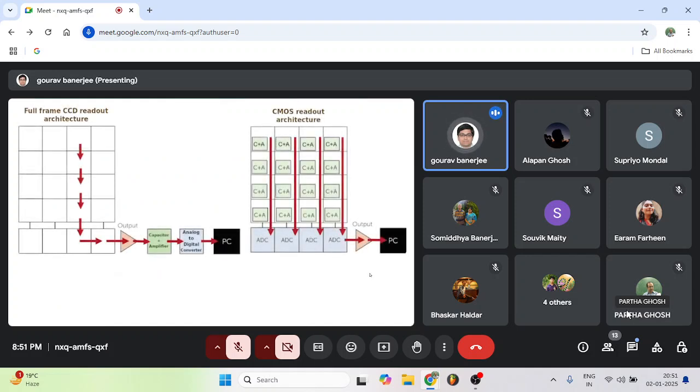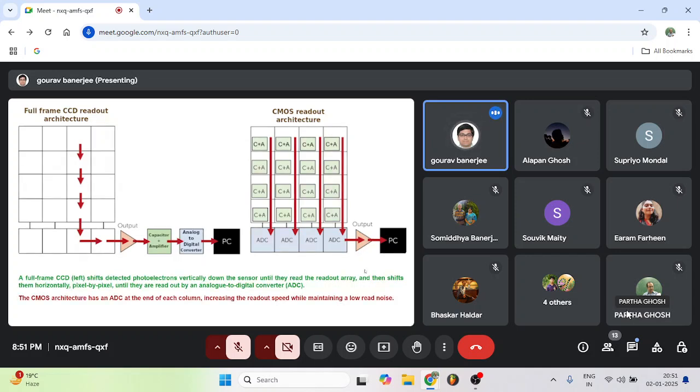So this is the difference between CMOS and the CCD readout architecture. Here you can see the CCD reads in one column. One column will come down, then it will be read out by the analog to digital converter. In CMOS, all the columns can be read out simultaneously by the analog to digital converter. That's why they are very fast and very energy efficient.